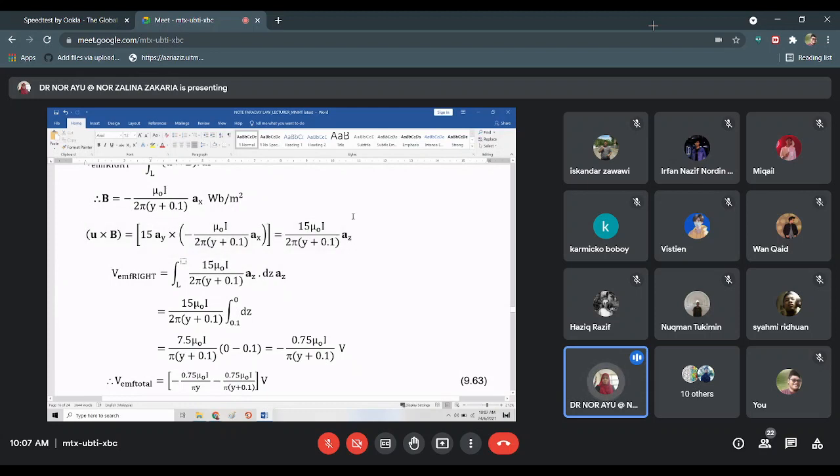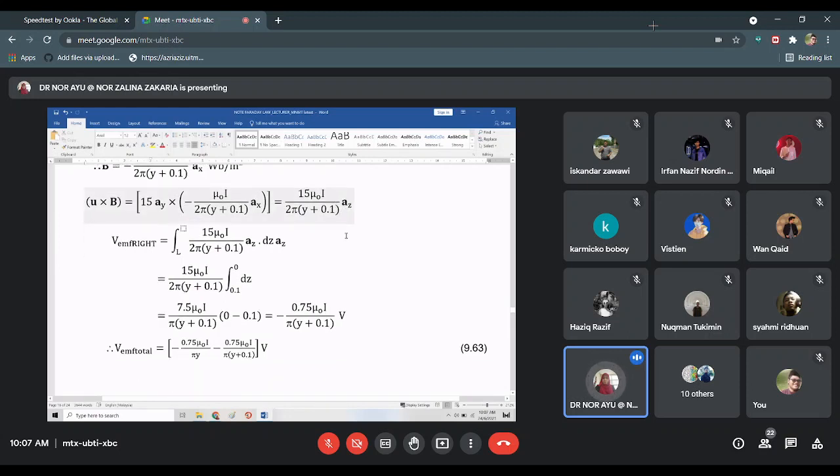Okay, again the same step. AY cross with AX. There is a negative value over here. So you will get positive AZ. And then because this is positive AZ, your DL should be the same. So DZAZ, positive directions. And because of this positive direction, your limit will be negative direction. So should be 0. Okay, and you will get your final answer for your right side is this one. These two, left and right.